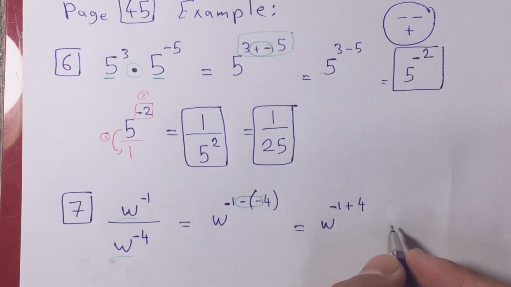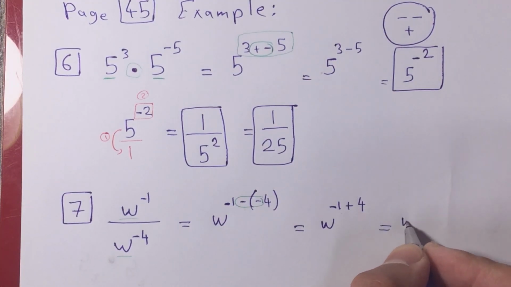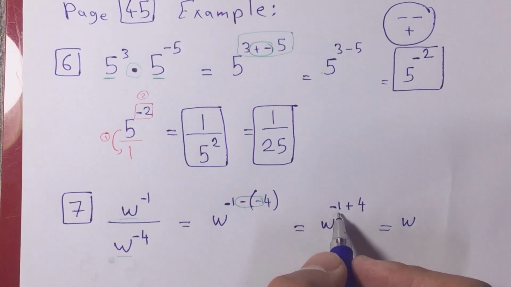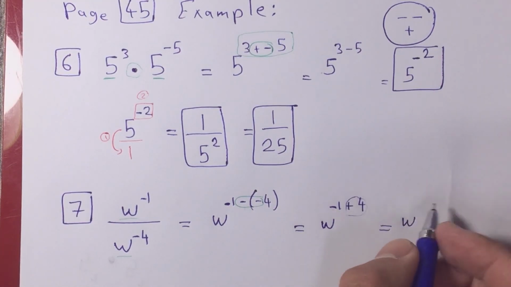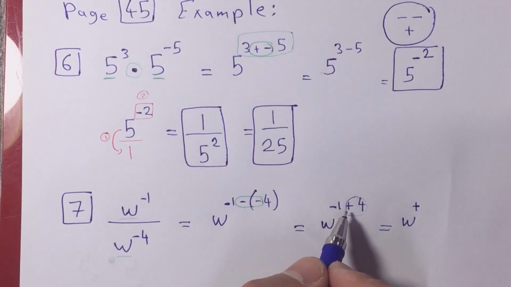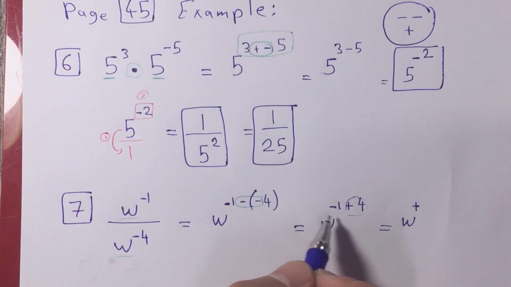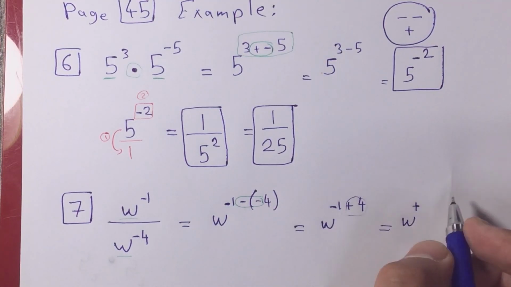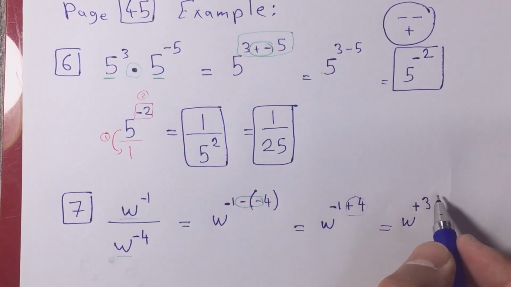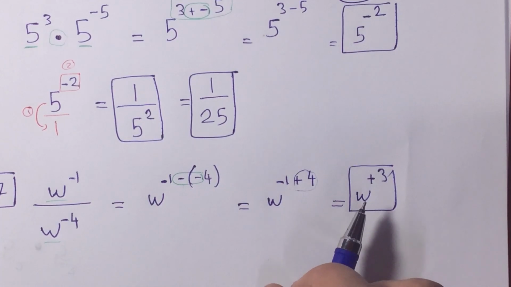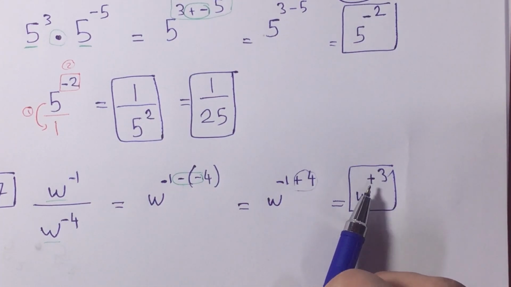And then how can we calculate this? We write w to the power negative 1 plus 4. What is the sign of the greater? The greater is 4 and its sign is positive. So the answer will be positive. Are these the same signs or different signs? They are different signs, so we simply subtract them. 4 minus 1 gives you 3. W to the third power. The answer will be w to the power of positive 3.